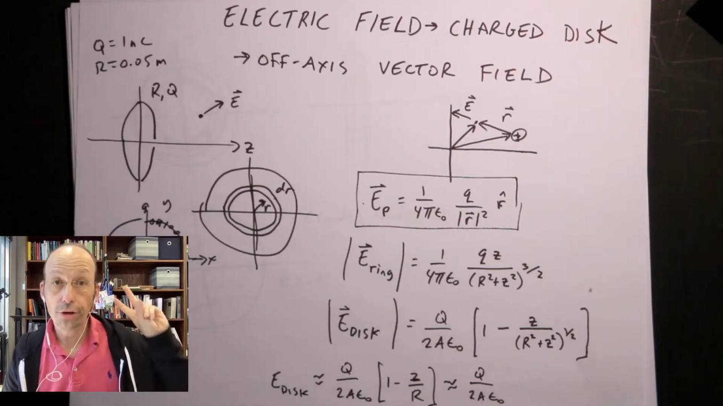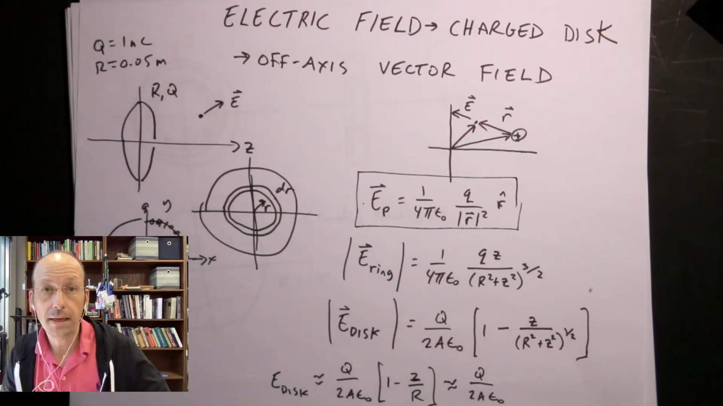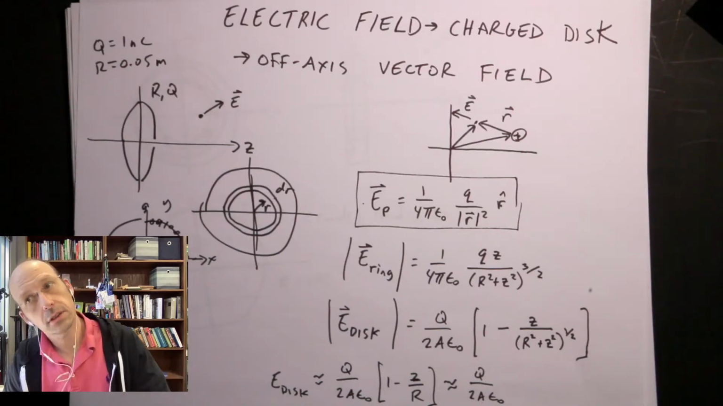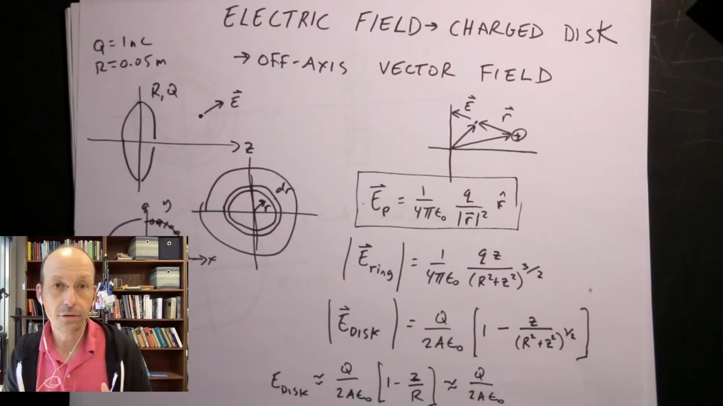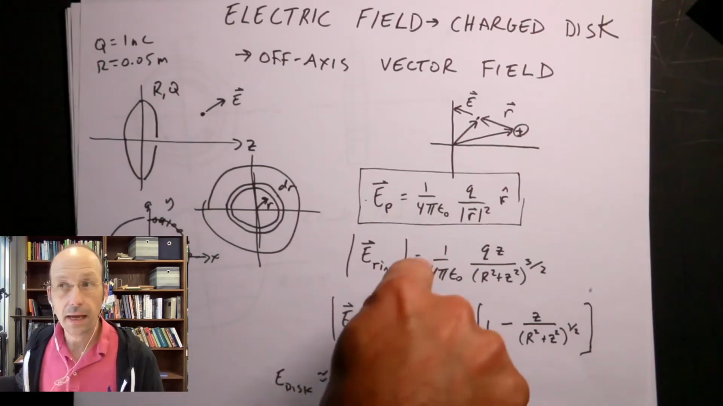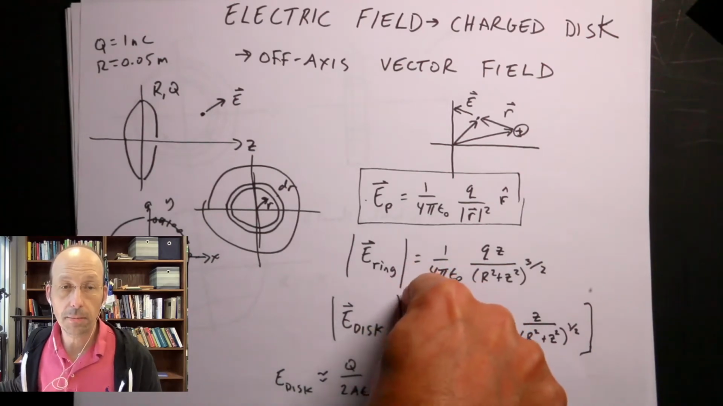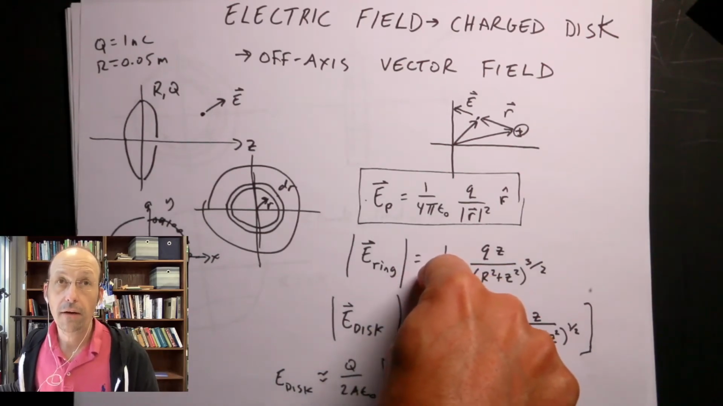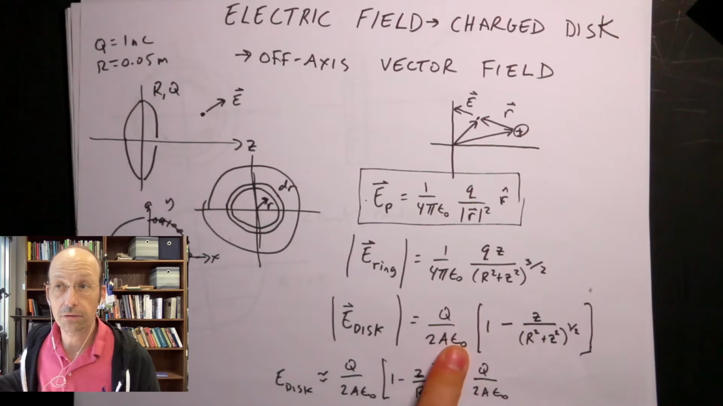Okay, here we are, part two of my calculation of an electric field due to a charged disk. I did this already, but I'm going to do it again because I want to focus on showing that my numerical calculation agrees with these expressions for the electric field due to a disk.